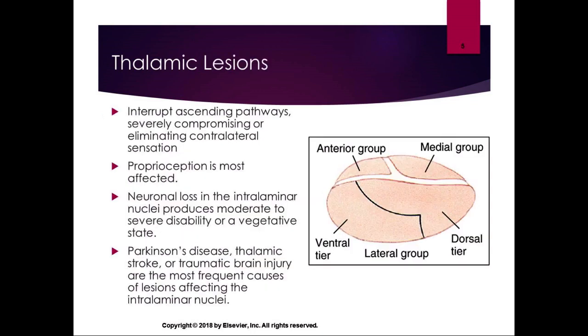Thalamic lesions, if they interrupt those ascending pathways that are coming from the somatosensory system, then they eliminate contralateral sensation, because in order to be aware of sensation, it has to be passed by the thalamus to the cerebral cortex. So if those lesions interrupt ascending pathways, then we're not going to know about that sensation. Proprioception is most affected by thalamic lesions.